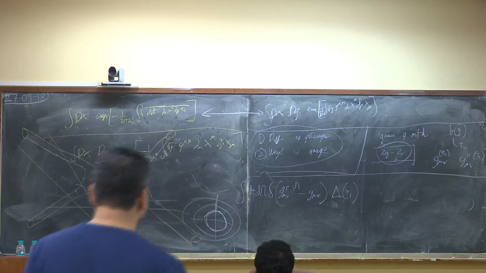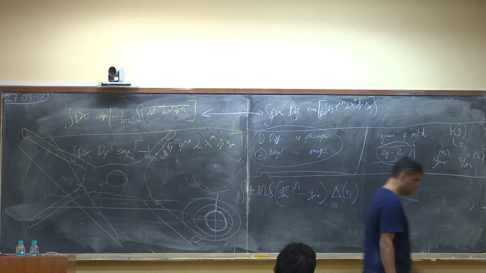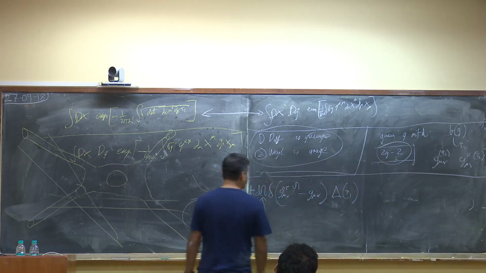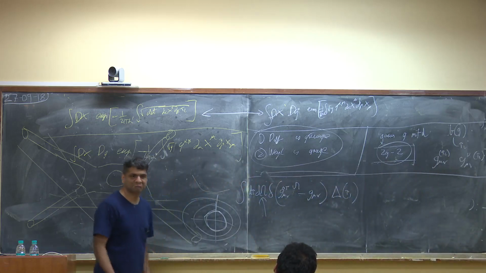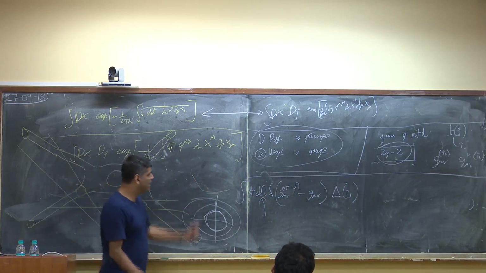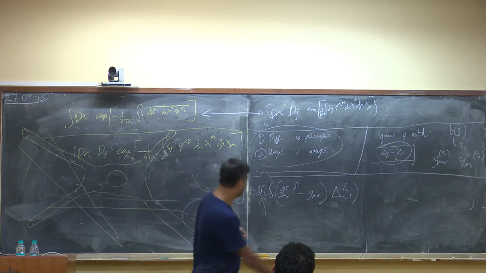And presumably it's a functional integral over omega and an ordinary integral over tau. Absolutely correct. Okay. So this is what we want to find.